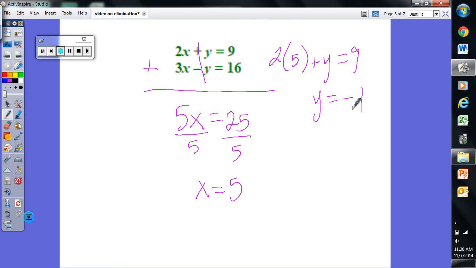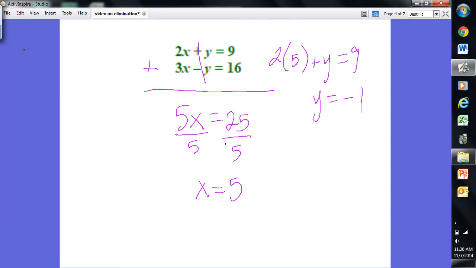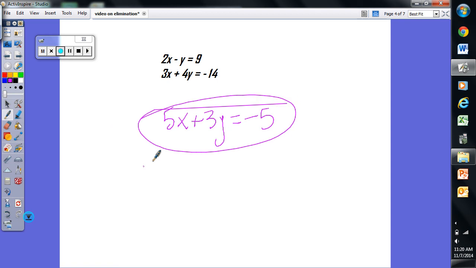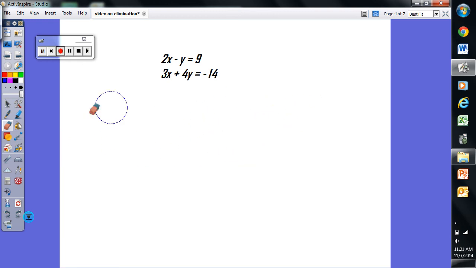Now, is it always going to be this easy? Absolutely not. In this situation, the first equation goes x, y equals number. Second equation goes x, y equals number, so that's good. Everything's lined up. But you can see here, if I add these two equations together, I get 5x plus 3y equals negative 5. I didn't help my situation in any way because I still have an x and a y. It's not helpful. In order for this method to work, you need one of the variables to go away.